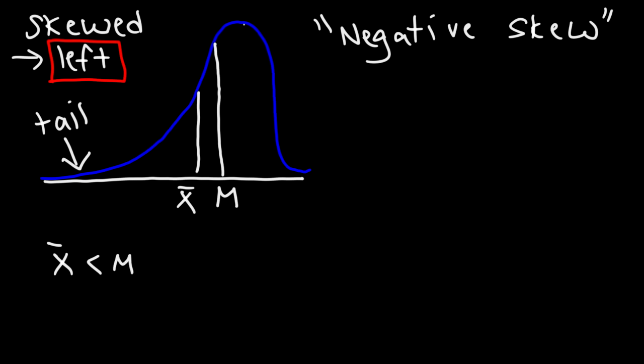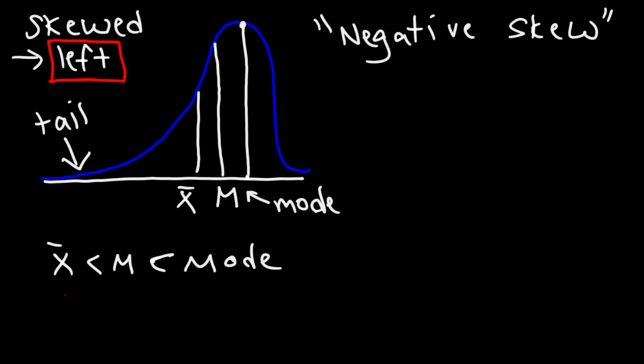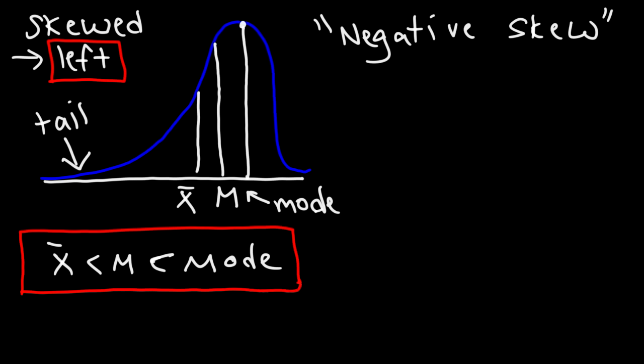And as we know, the mode is going to be basically where the data is at its highest point. So the mode is the value with the highest frequency. Notice that the mode is to the right of the median this time. So the mode is greater than the median. So in summary, remember this. For a distribution that is skewed to the left, the mean is less than the median, which is less than the mode. Assuming, of course, it's unimodal.